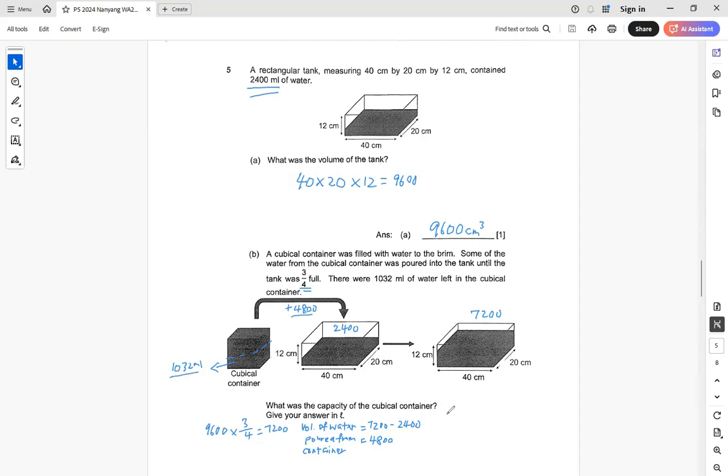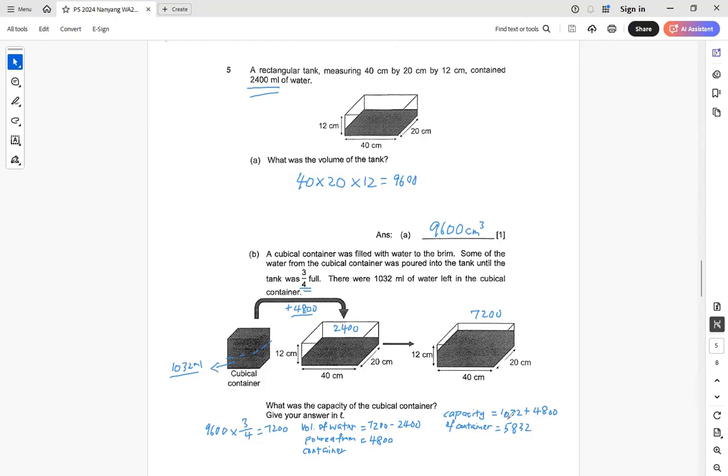Okay, so capacity of container. I repeat, you just take whatever water that's left in the container, you add the one that you poured out. So 1032 plus 4800. Okay. I will get 5832.